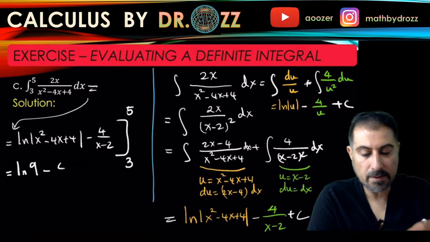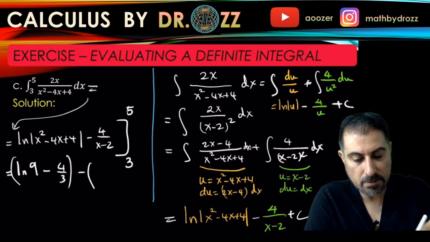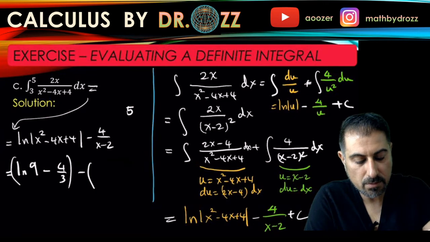Minus, I'm plugging in 3. Let me rewrite this to save space.